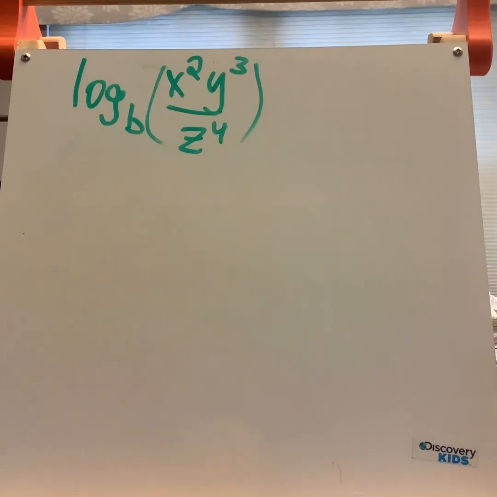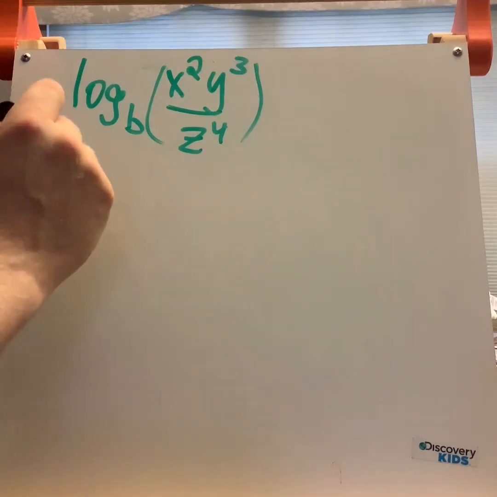All right, hopefully you did it and you're not just letting it go, because that's how you learn, is by trying. Log base b of x squared y cubed over z to the fourth. I'm going to break this up using our product and quotient rules first.